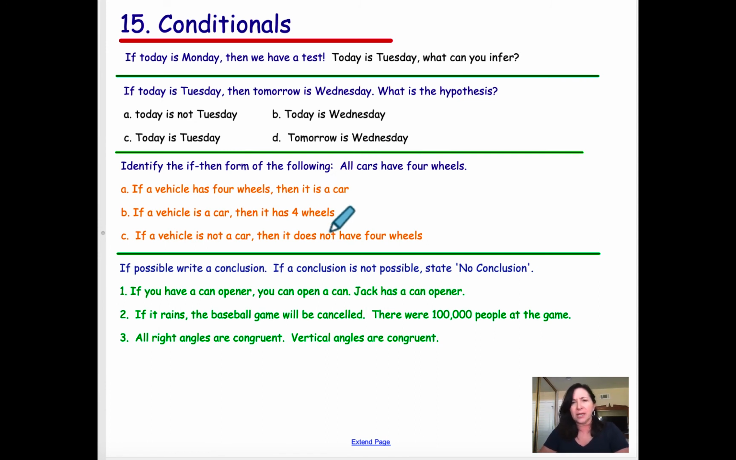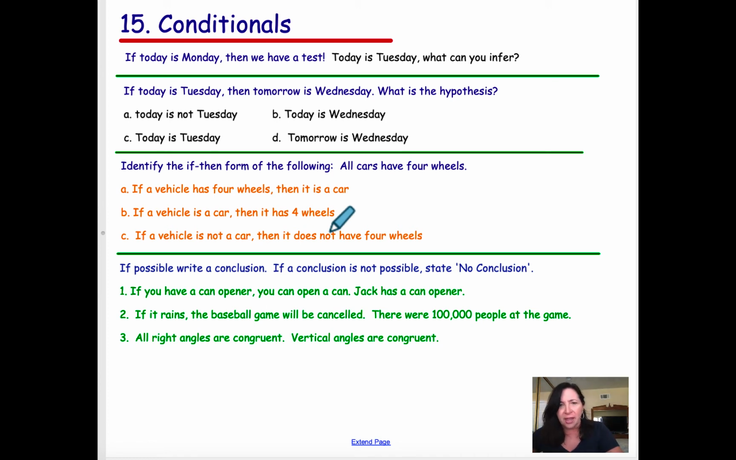We are going to be tested on conditionals. So for example, if today is Monday, then we have a test. Today's Tuesday. What can you infer? Well, we don't have a test because it's not Monday, right? Or you could infer that you already took the test because it was Monday and now it's Tuesday. Okay, so you can infer things with conditionals.